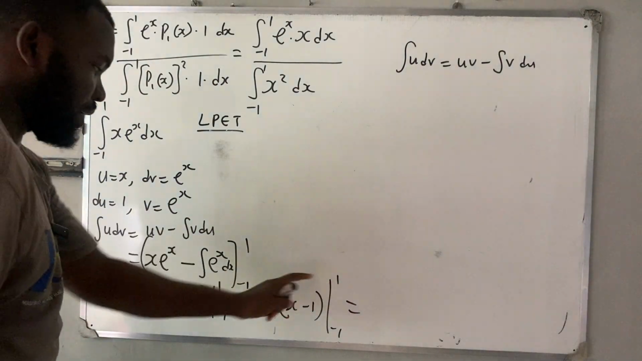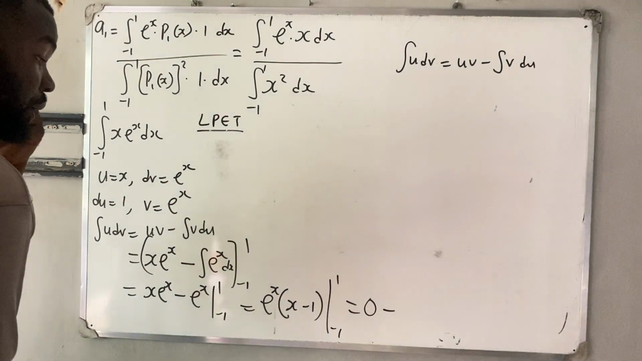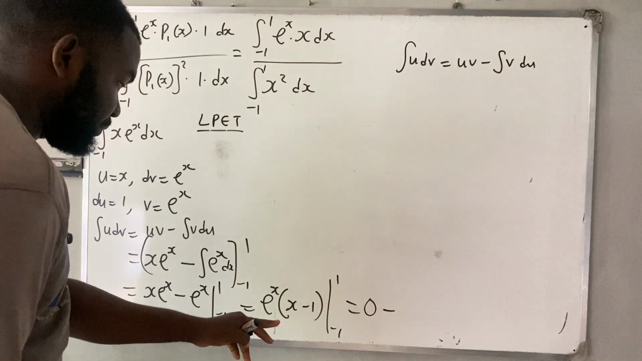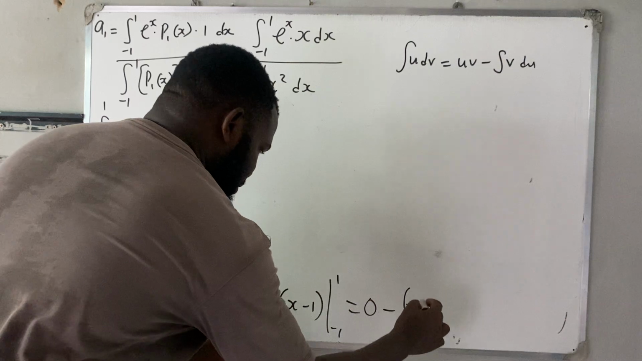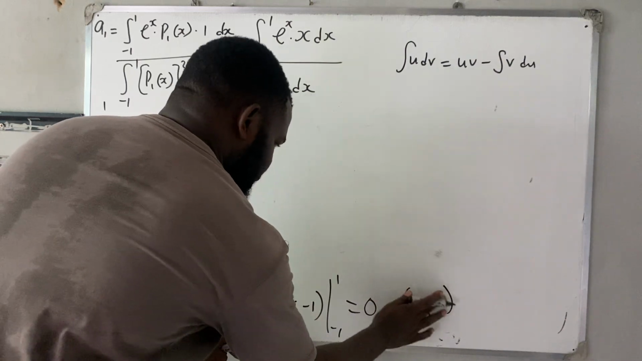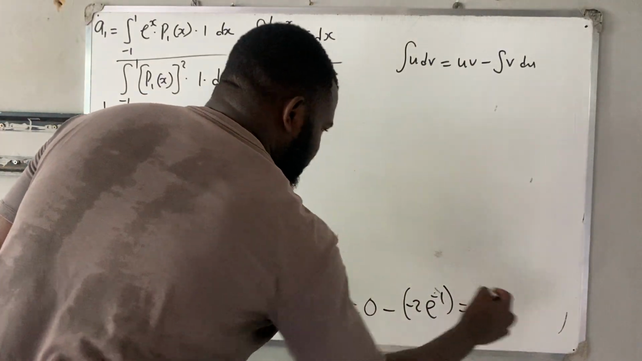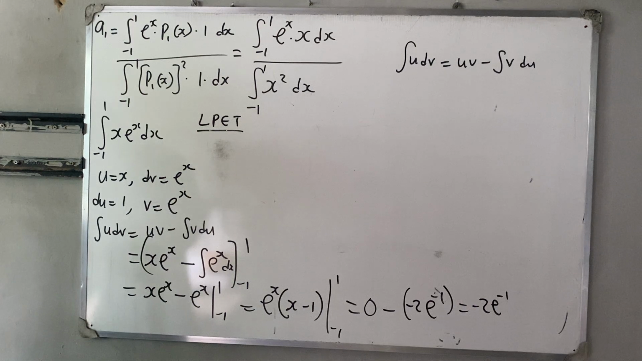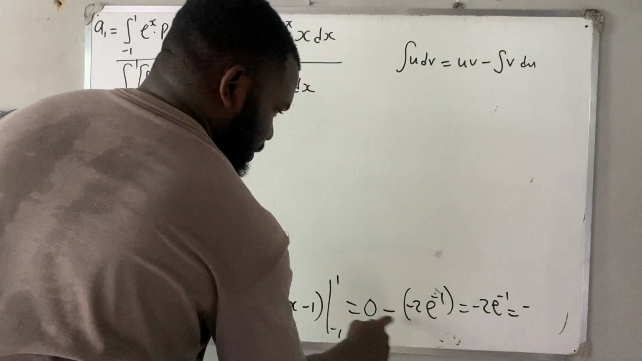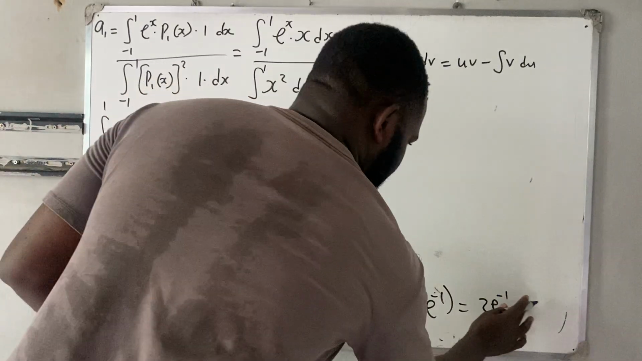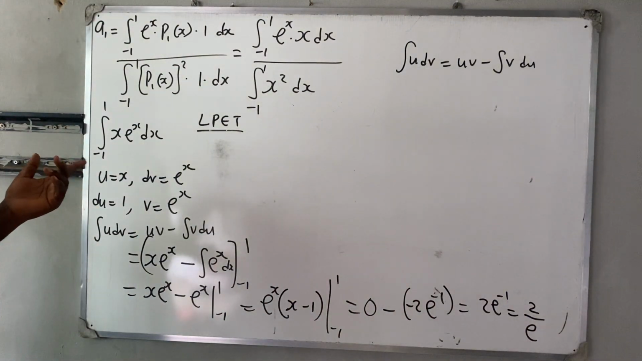So if I put 1, I'm having 0 minus, when it is minus 1, I'm going to have minus 2. So minus into minus 2 exponential minus 1. If you open the bracket, you see that you are getting minus 2 exponential minus 1. Which is giving us, is it minus or plus? This time this is plus, sorry. Just exponential minus 1, which is 2 over e. I hope it's not difficult to get 2 over e.